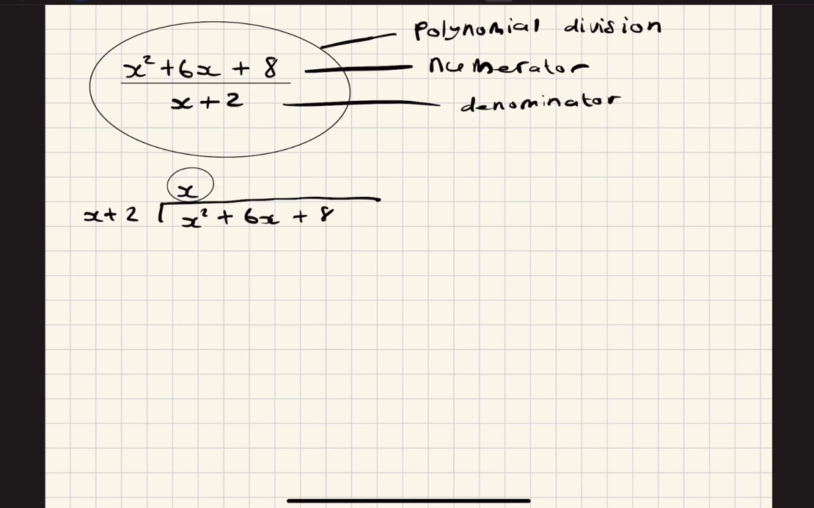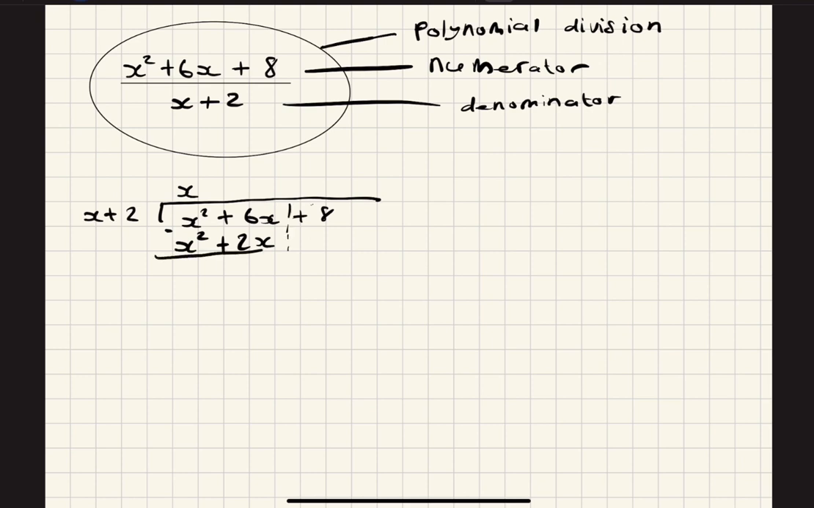Our next step is to multiply x by x plus 2. So x times x gives us x squared, and x times 2 gives us 2x. Our next step is to subtract x squared plus 2x from x squared plus 6x. I'm just going to separate it from plus 8 because we're not using that just yet.